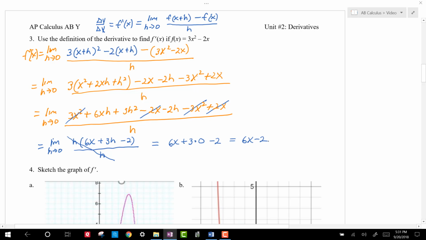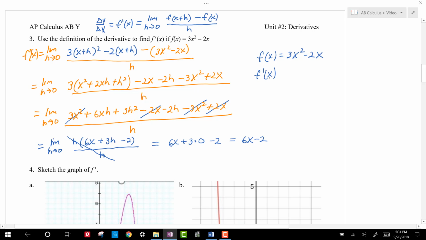Now I want to go back to the original function for a minute. If you remember, your original function was f of x equals 3x squared minus 2x. Now here's the thing, you guys. We've already talked about how to take the f prime of x. All right, we've done this over and over and over.